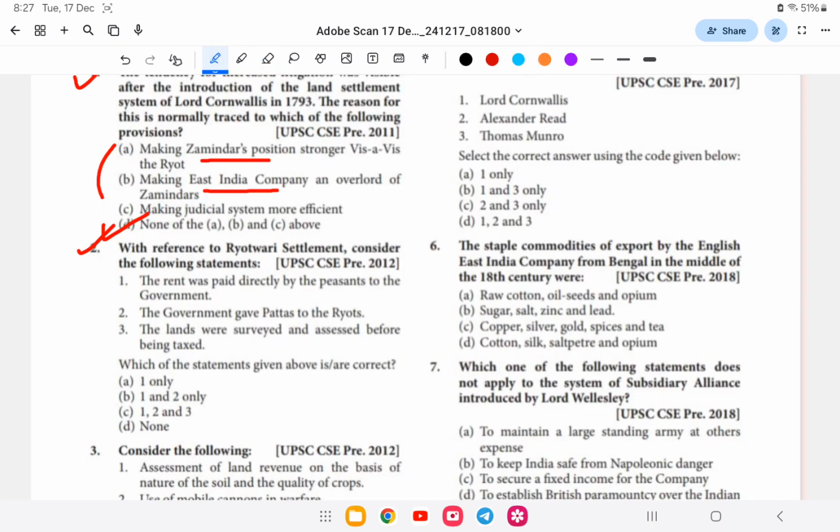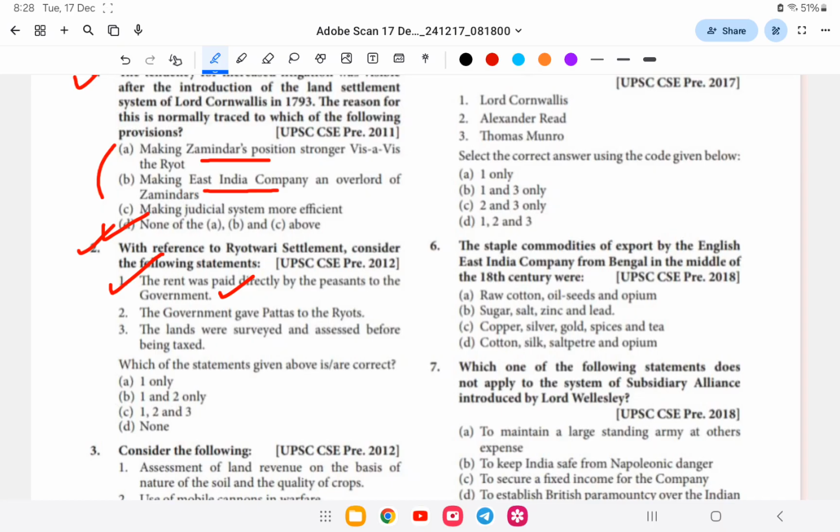Number 1, the rent was paid directly by the peasants to the government. Number 2, the government gave pattas to the ryots. Number 3, the land was surveyed and assessed before being taxed. So which of these three statements are under the ryotwari system? Under the ryotwari system started by Munro in 1820, there was a direct link between the peasant, that is the farmer, and the government. That means one is correct. This one is sure to be correct.